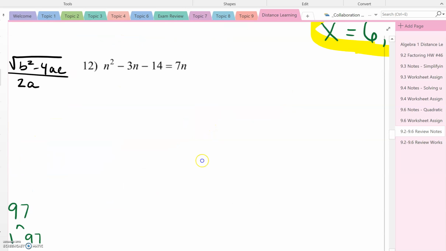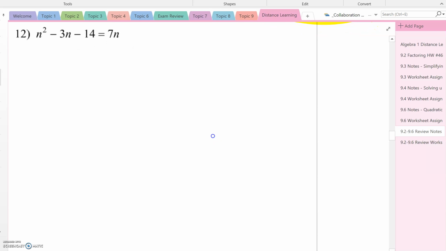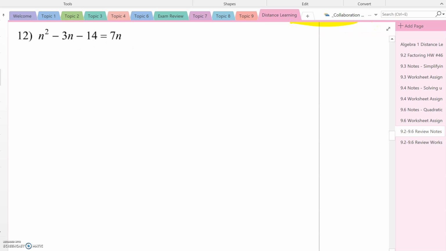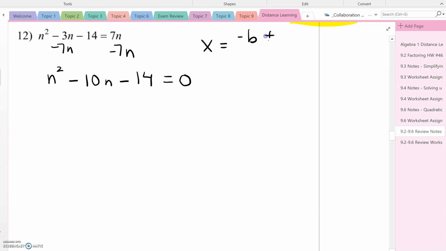All right, Algebra 1 students, this is your last problem on your last set of notes before spring break. For this problem, we want to get it set equal to 0. So our first step is to subtract 7n from both sides. We're going to end up with n squared minus 10n minus 14 equals 0. Writing my quadratic formula.